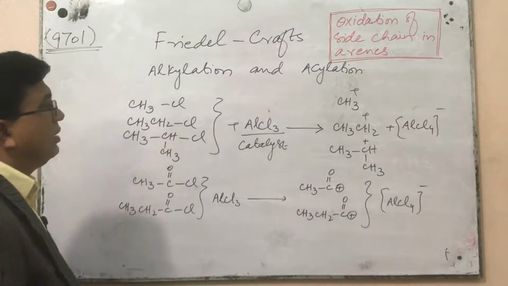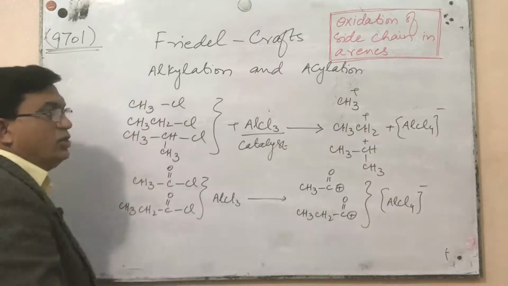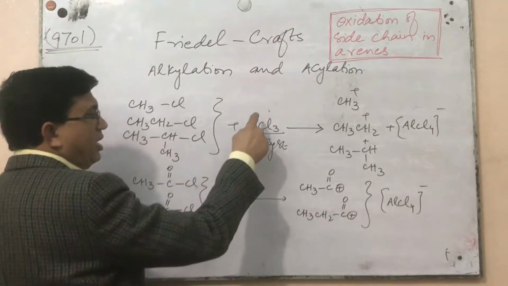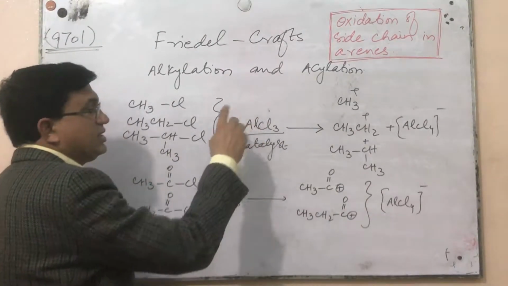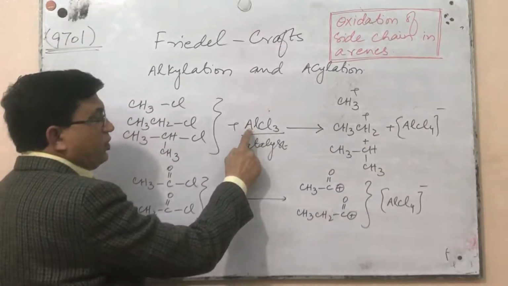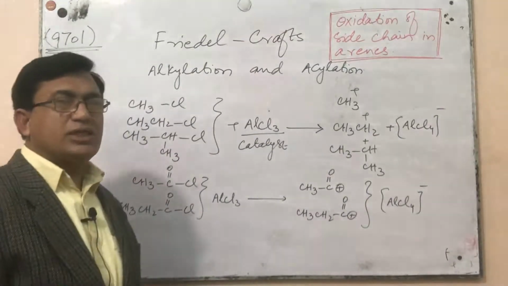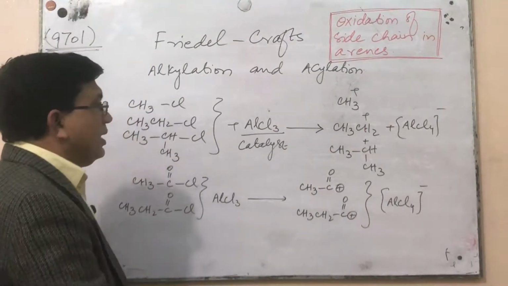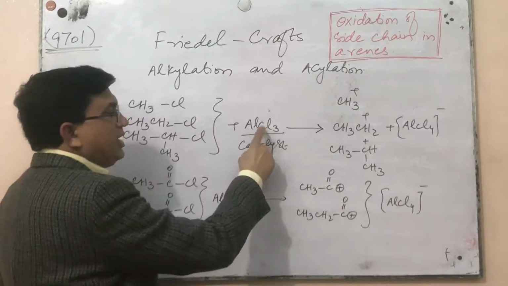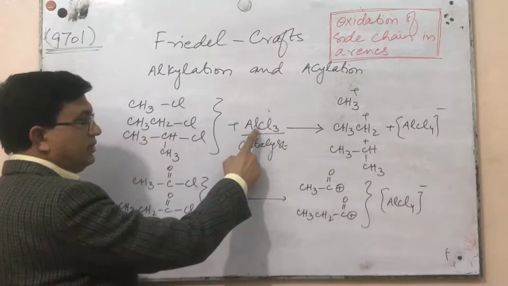First of all, for alkylation, we select halogenoalkanes and then treat those halogenoalkanes with a catalyst which is acting as an acid, because these catalysts, for example aluminium chloride or iron(III) chloride, are substances which can gain a pair of electrons. These are electron pair deficient, and those substances which are electron pair deficient are called acids.